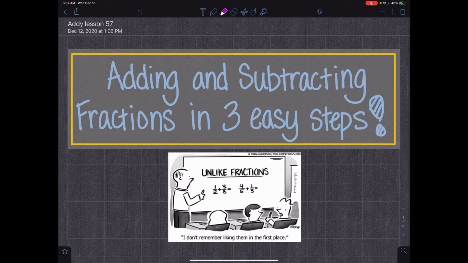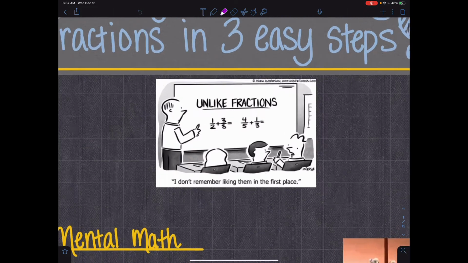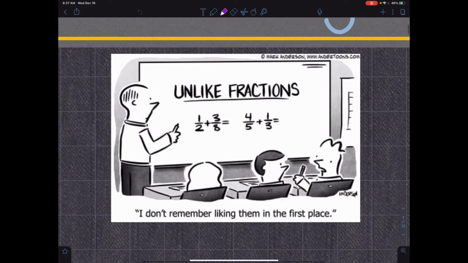This is lesson number 57, and today, this is so exciting because we are going to learn how to add and subtract fractions in 3 easy steps. 3 easy steps? I can't believe it. Yes, only 3 easy steps. All right, but before that, let's look at this comic.